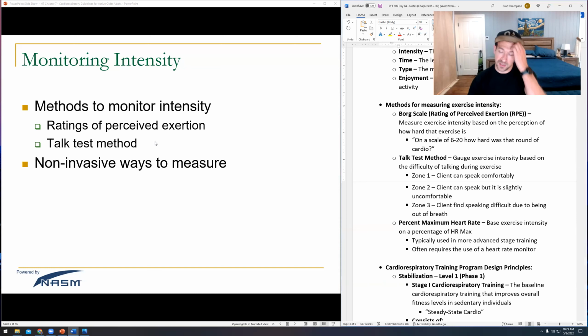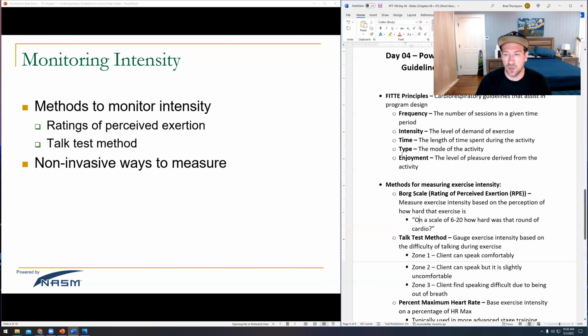Now, there are a lot of different methods to monitor your intensity. We've got the rating of perceived exertion. That's called the Borg scale, right? We could ask our client how hard they feel the exercise is. Ask your client, hey, on a scale of 6 to 20, how hard do you think that is? If they say really freaking hard, I'm dying, right? Whew, all right, my intensity is high. Guess what? My frequency and my time just dropped.